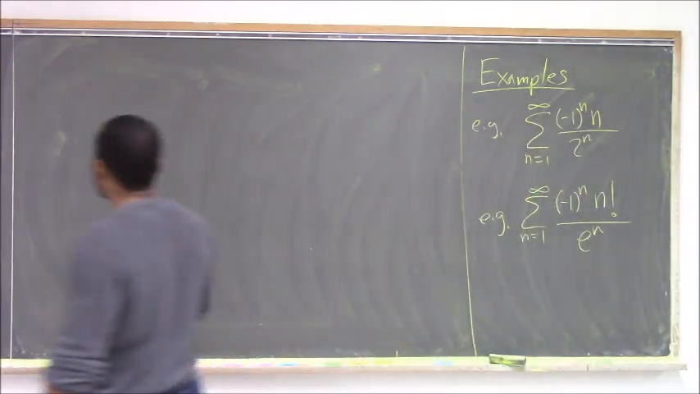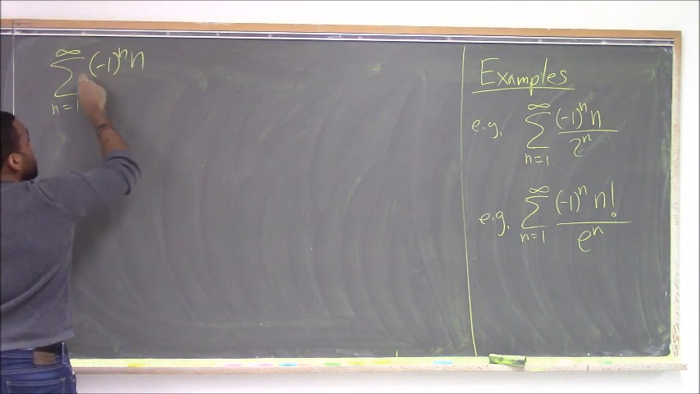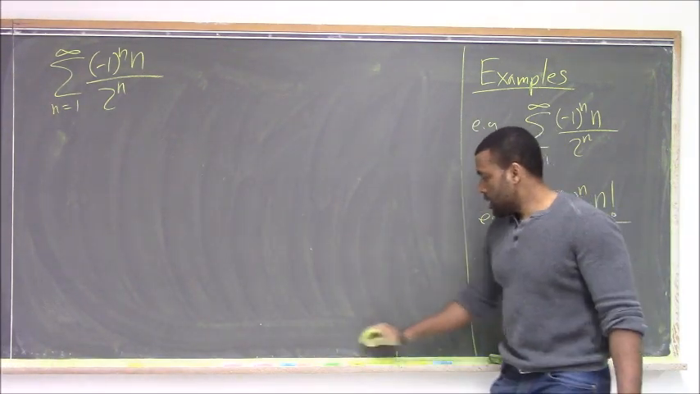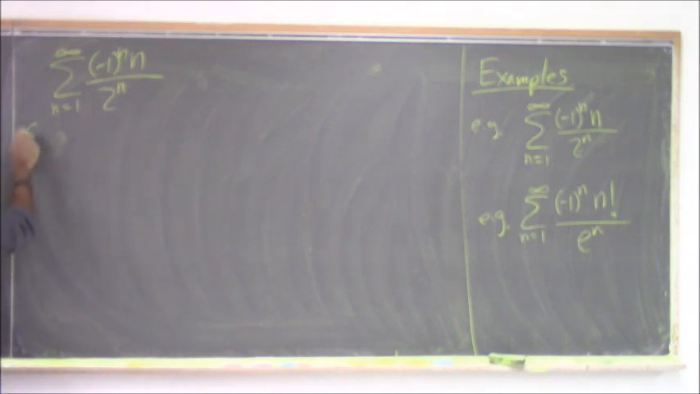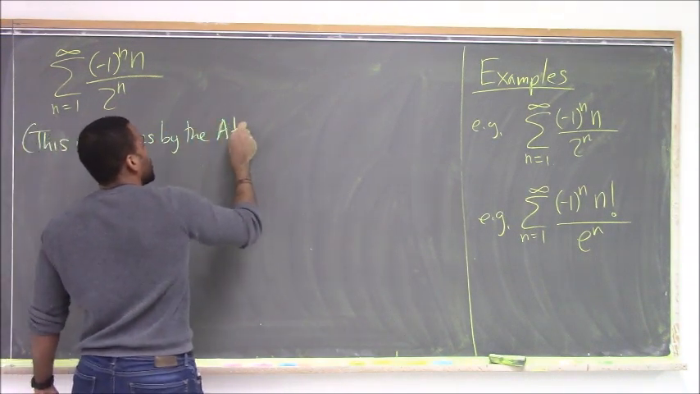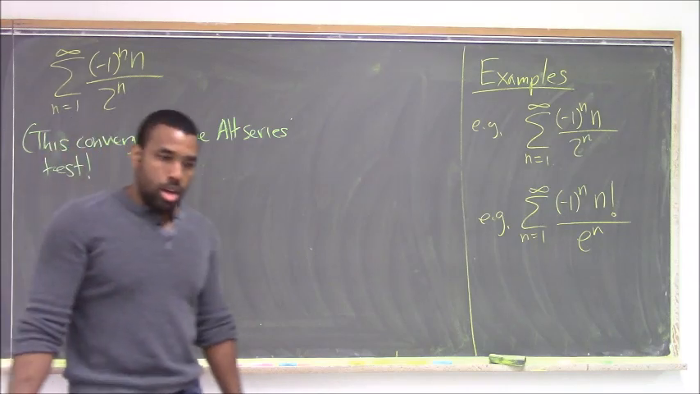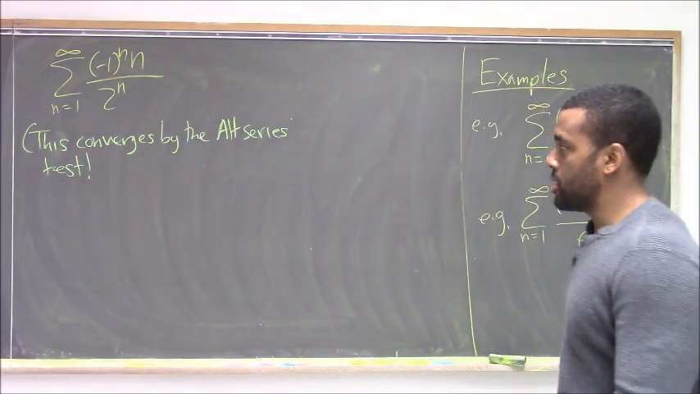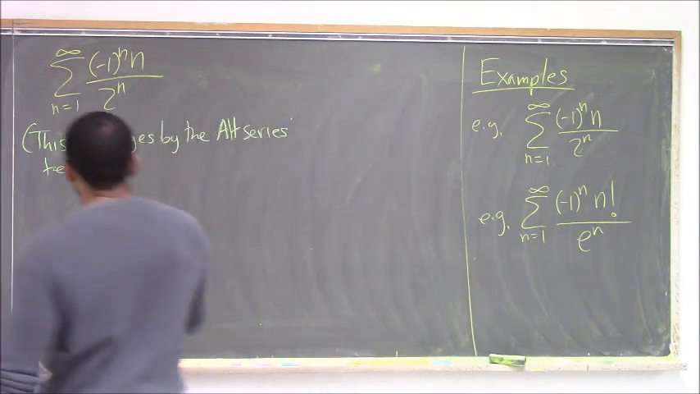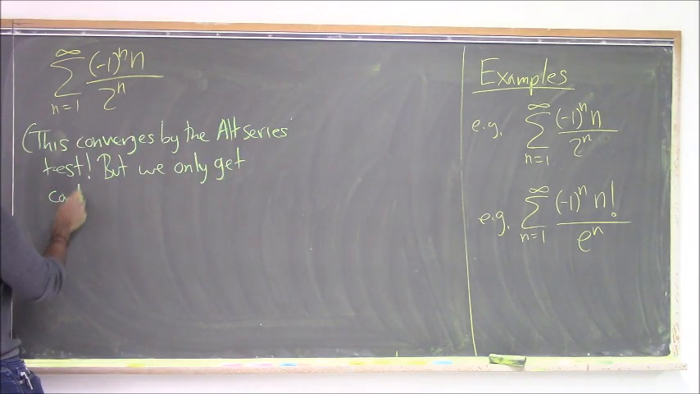So let's actually look at the first one. Here's something that you may have noticed, is that this converges by the alternating series test. Now, some of you might have thought of using this test, and in general, that's fine at this point. We'll talk about situations where jumping into the alternating series test would not be fine. And that, well, I'll tell you now. But we only get conditional convergence here.